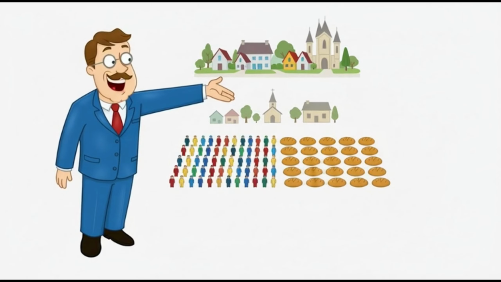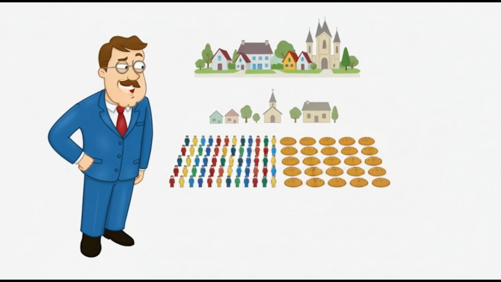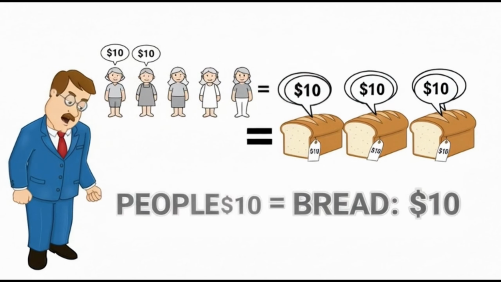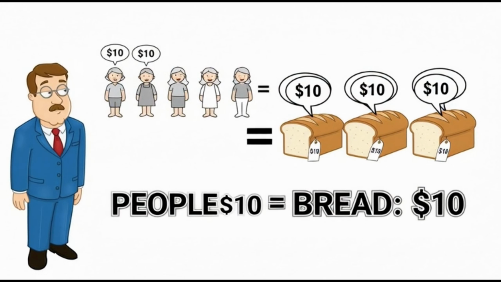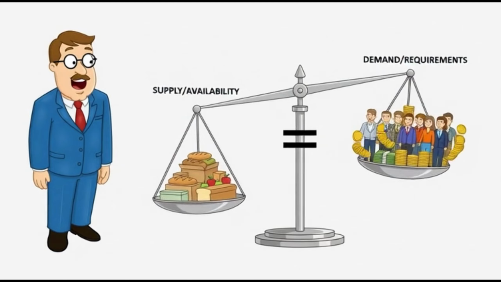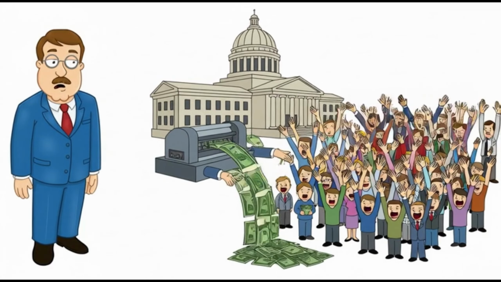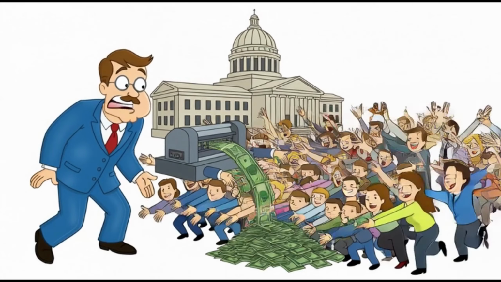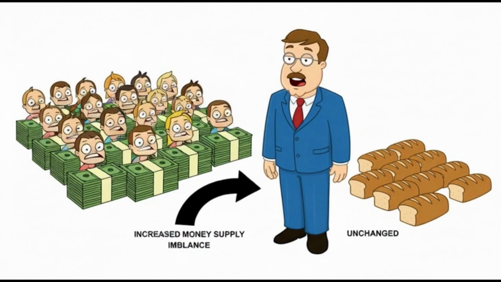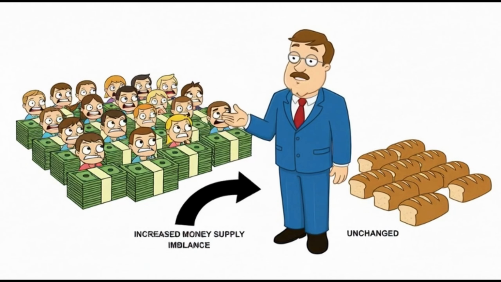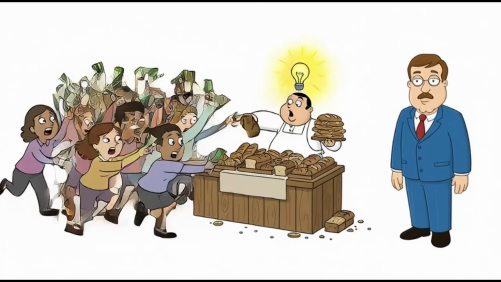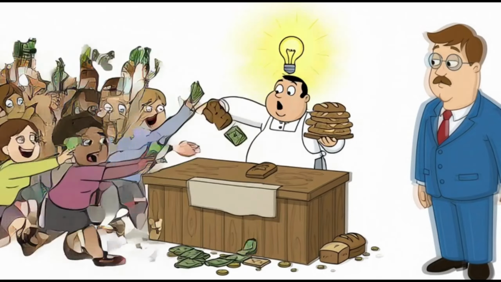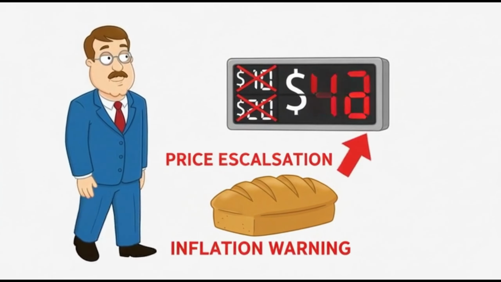Picture a community containing 100 residents and 100 bread loaves. Every individual possesses $10 and every loaf requires $10. Availability equals requirements. Now, picture the government manufacturing another $1,000 and distributing it. Abruptly, individuals possess additional funds, yet there remain merely 100 bread loaves. All hurry to purchase bread, and the vendor understands customers will spend more. Costs increase to $20, then $30.